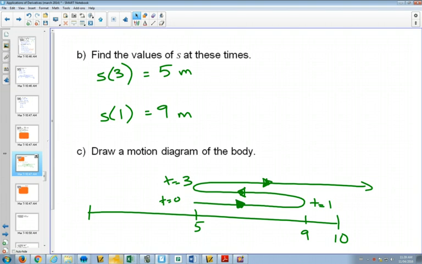So again, the motion diagram just helps give you a sense of what's happening to this object. If this object was traveling all in one direction, forward and backwards. And finally, we can find the acceleration at these times.